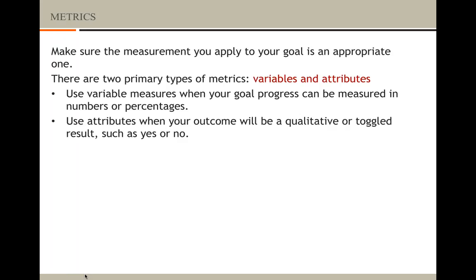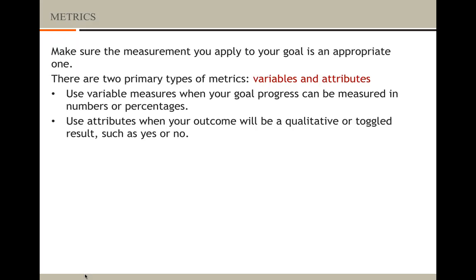Then the next and last thing that we're going to talk about in this session is metrics. There are two types of metrics that we try to use. One is the variable metric and the other is the attribute. Variable measures we should use when your goal is easily quantifiable, when there is an exact number associated with your goal. Like in your case, Amritesh, it was a sales target of 200 crores. So that is a variable measure.